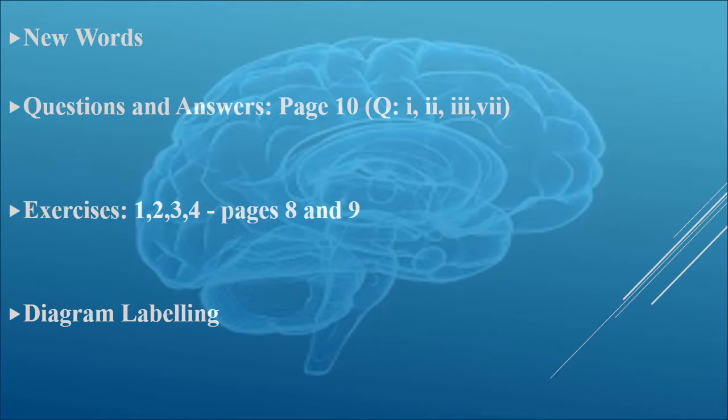Hope you have done pages number 4 and 5 in your notebooks. As I mentioned in my lecture number 2, the contents of my lecture number 3 are new words, question and answers, page number 10. The numbers of question are 1, 2, 3 and 7 as it is included in your syllabus. The second topic is exercises 1, 2, 3, 4 of pages 8 and 9. And the last one is diagram labeling on page number 9.